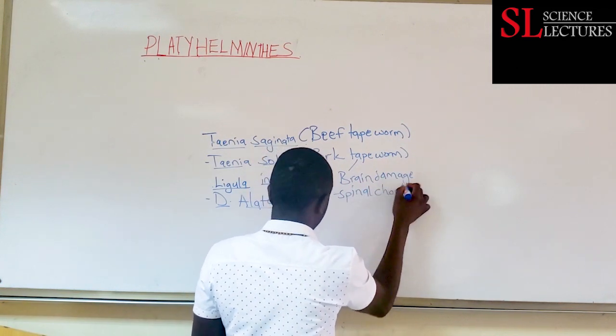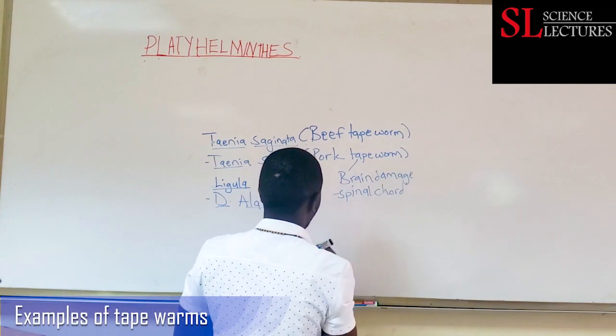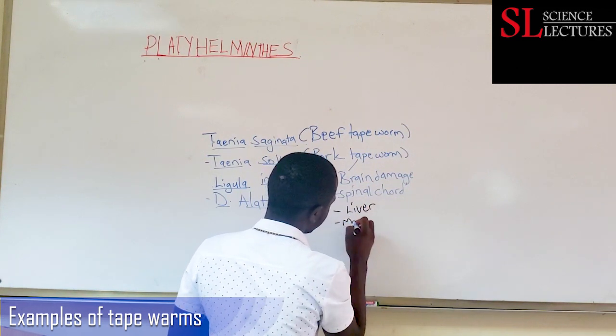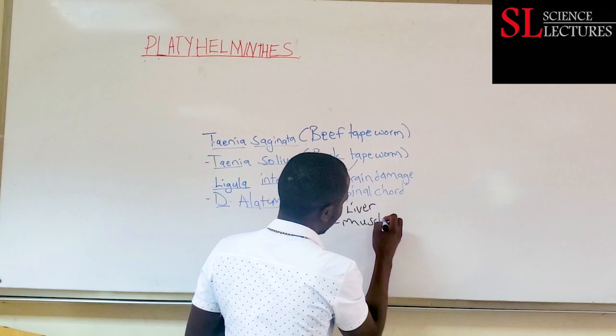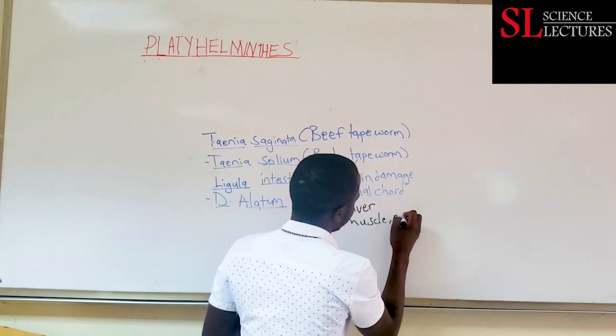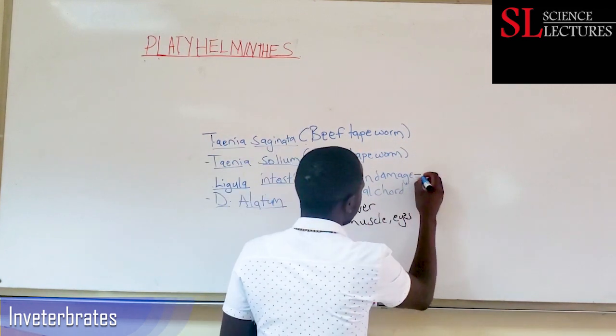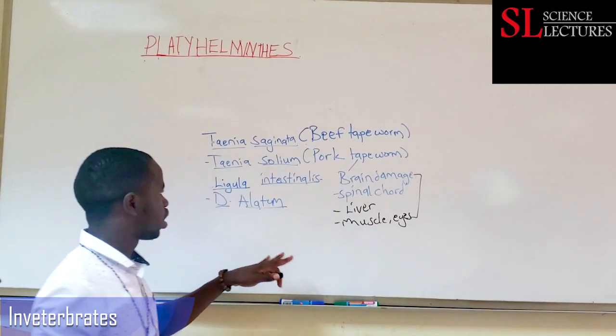It can damage the spinal cord. Then it can also damage our liver. Can damage the muscles. Can damage the eyes. And its effects are very rotten if the intermediate host, which is where a pig is, is skipped.